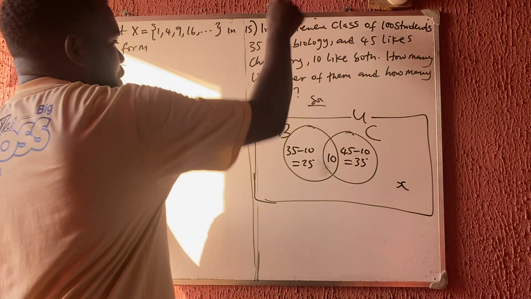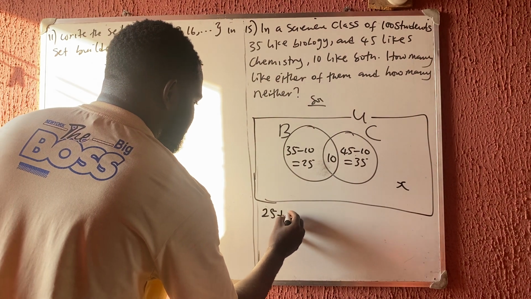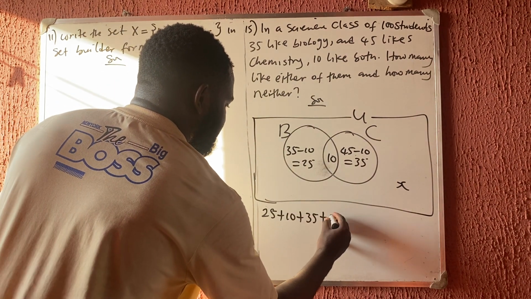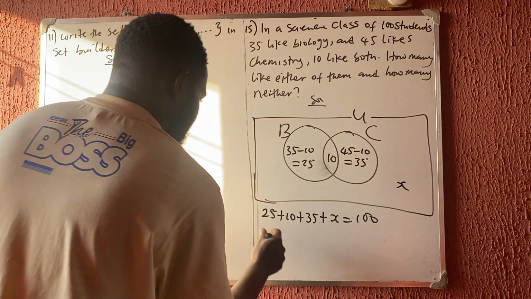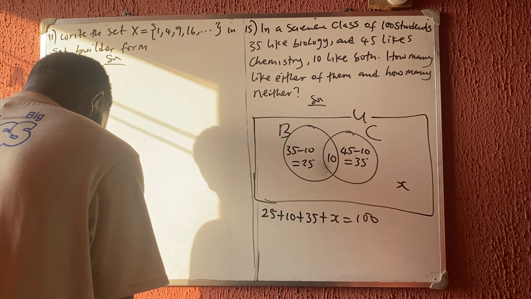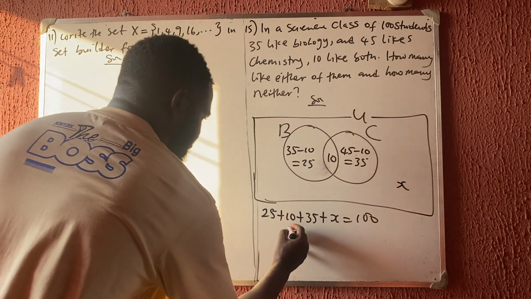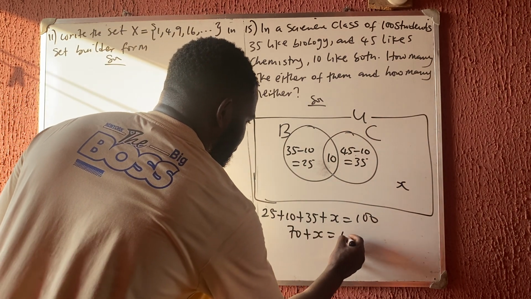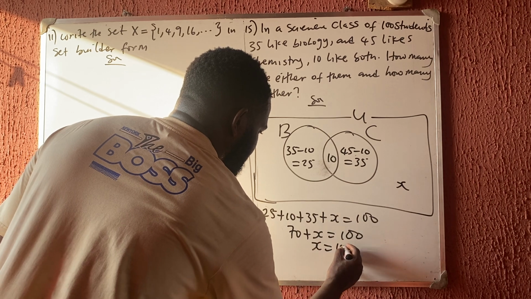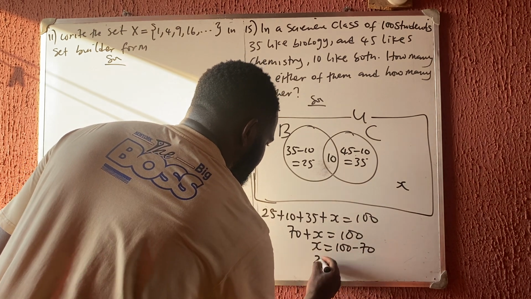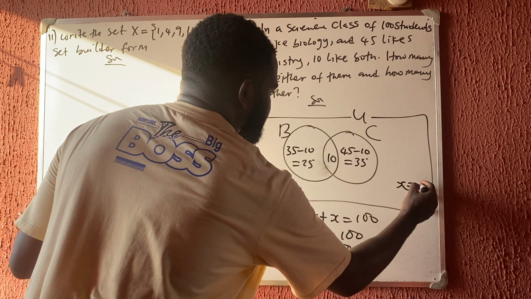So add everything and equate to the universal set. I'll have 25 plus 10 plus 35 plus x is equal to 100. Adding 35 plus 25 plus 10 gives you 70. So 70 plus x is equal to 100, so x is 100 minus 70, which is 30.